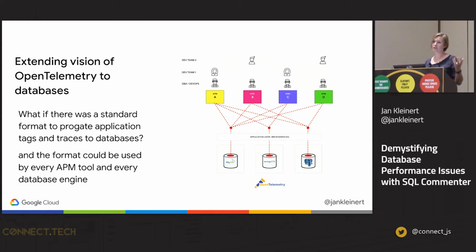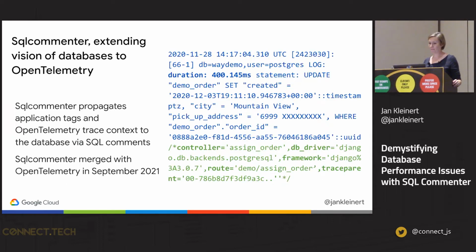And if we had a standard format for this, then APM tools, things like Dynatrace or Datadog or Splunk, could ingest these logs with this information, and then developers could use that to hopefully more easily troubleshoot their applications. So that's what we're going for with Sql Commenter: to get that standard in place, open source it so that it's not some vendor-specific thing, and then help make people's lives easier around database performance.